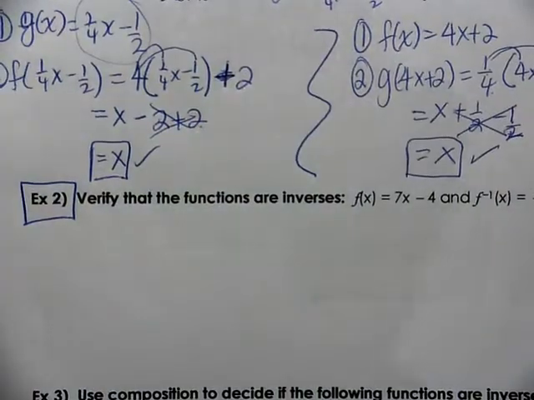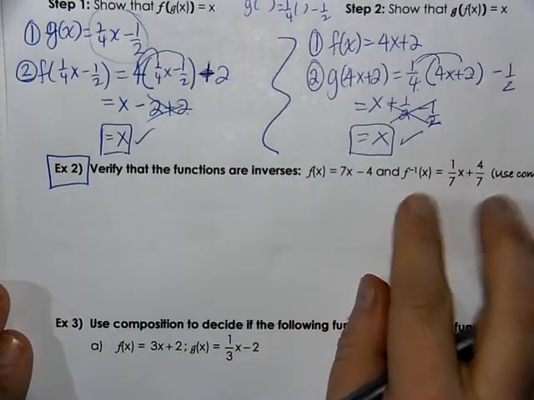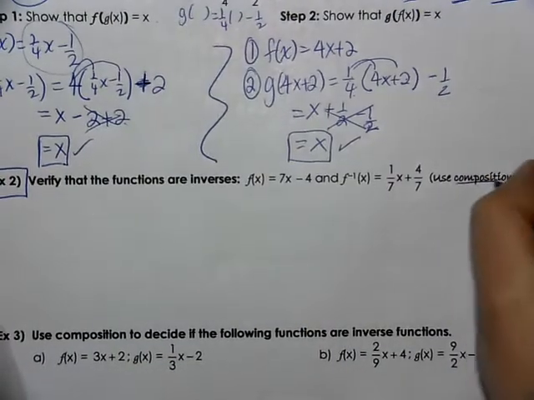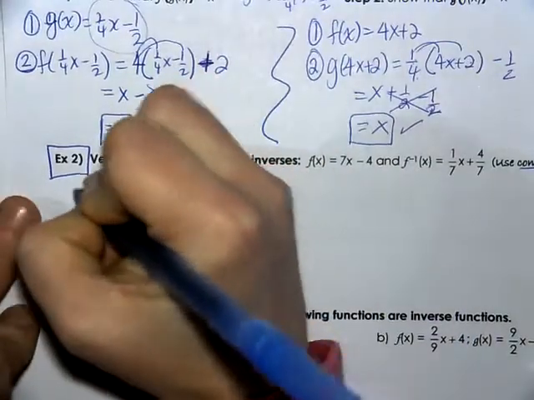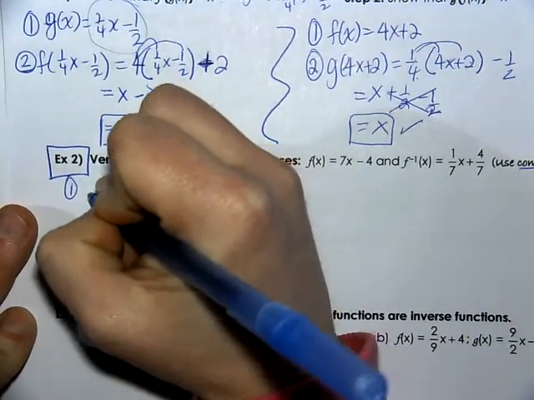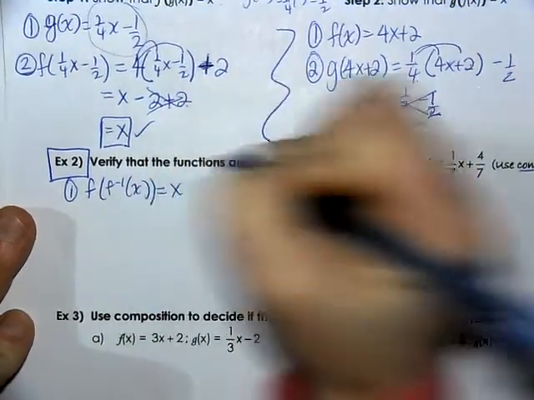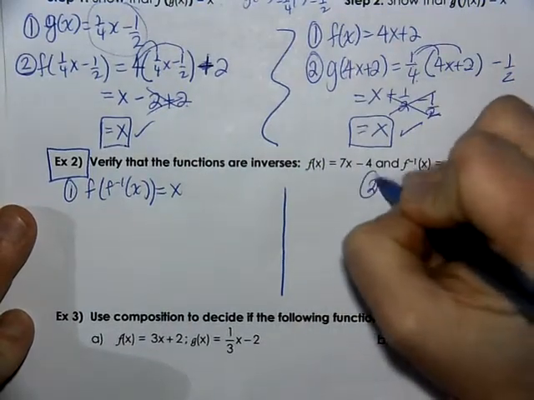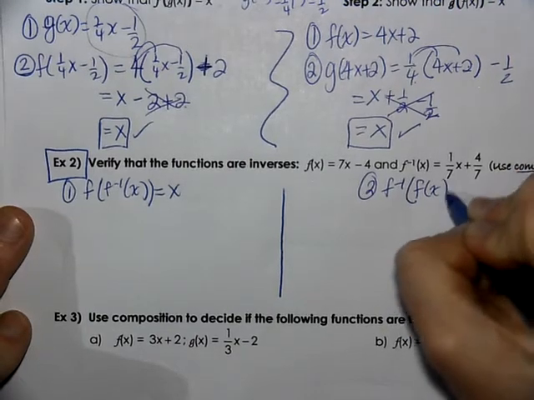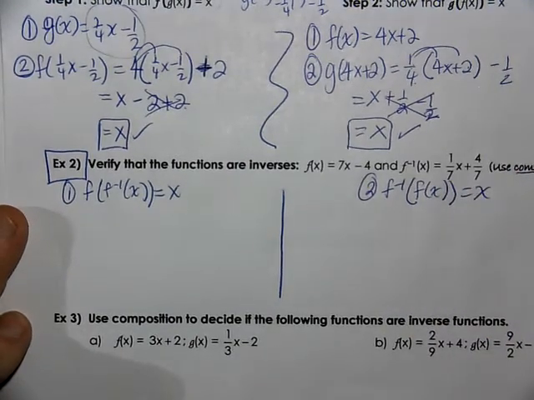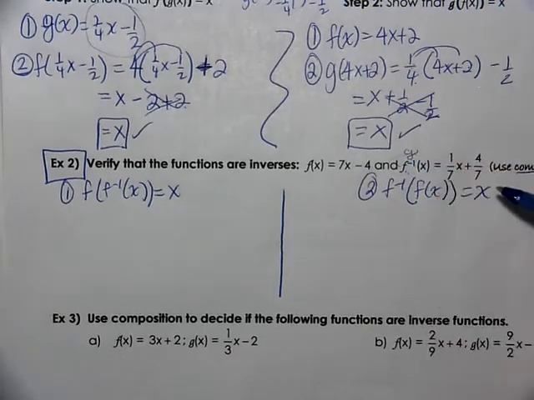I would like you guys to go ahead and try example number 2 on your own. Can you verify that both f of x and f inverse of x are indeed inverses of each other using compositions? So what you're going to do is over here, step 1, you're going to show that f of f inverse of x is equal to x. And over here, your step 2 is you're going to show that f inverse of f of x is also equal to x.